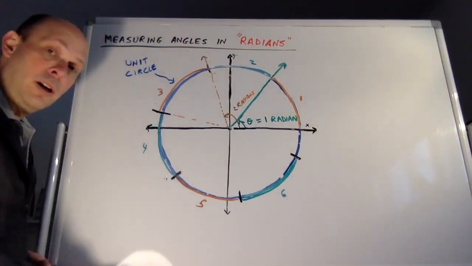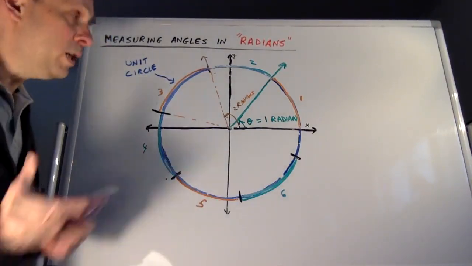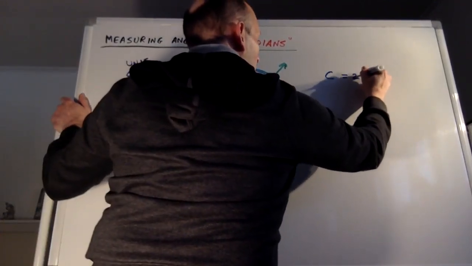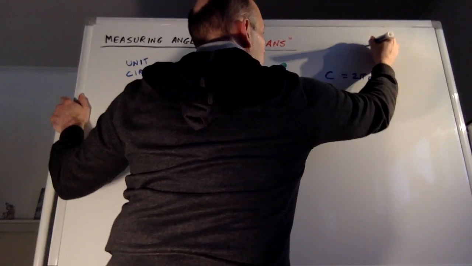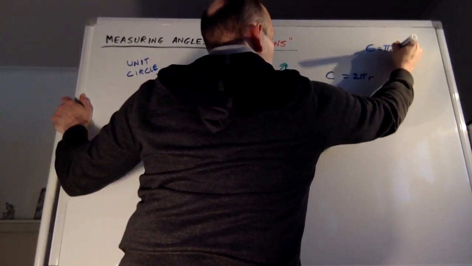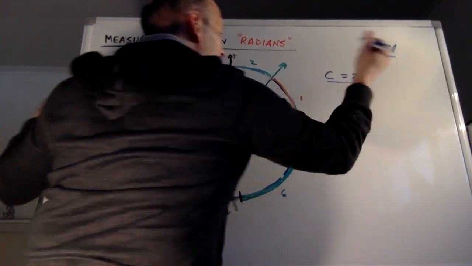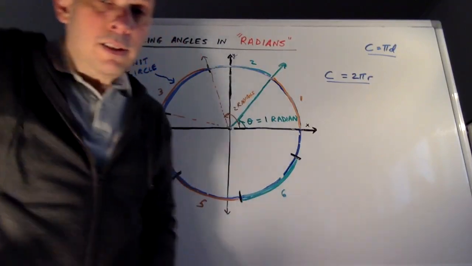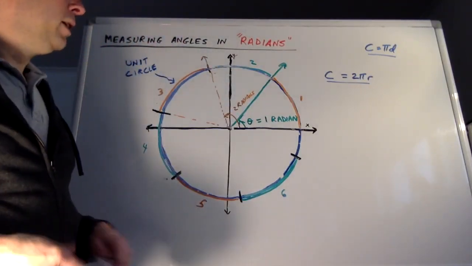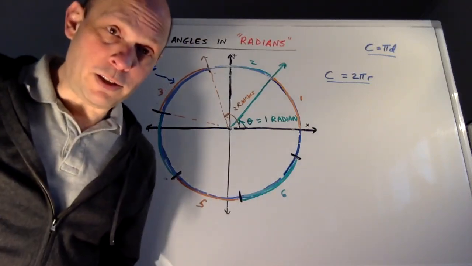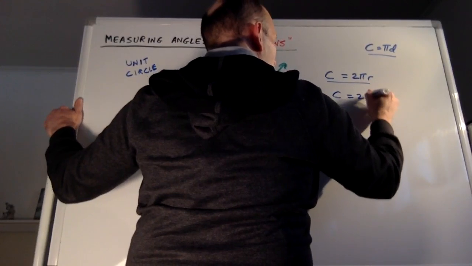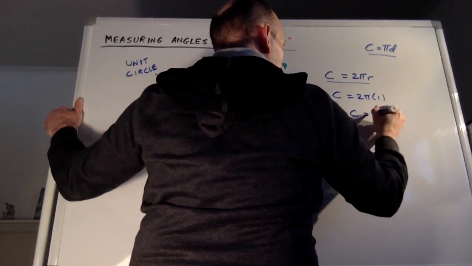If we think about circumference, we know the formula for the circumference of a circle. The circumference of a circle is 2 pi r. By the way, you can also write it as pi d. You probably learned both of these formulas, but you can see they're the same, because the diameter is 2 times the radius. So they're the same formula, really. So what's the circumference of a unit circle? Well, for a unit circle, the radius is 1. So the circumference of the circle is 2 pi times 1. So the circumference is 2 pi.